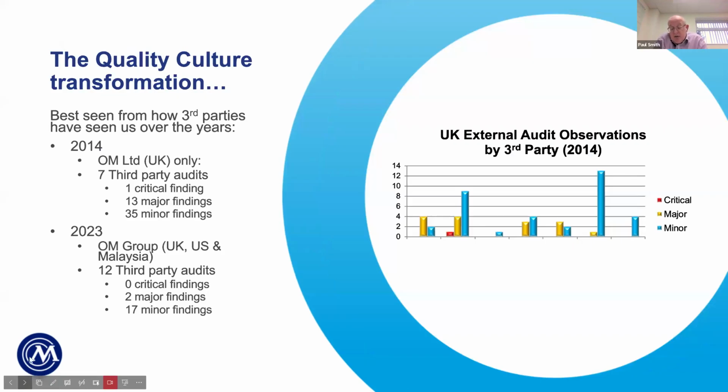So third-party audits in 2014, we had 7 of them. This was just in the UK: 1 critical finding, 13 major findings, 35 minor findings. The transformation of that to last year, and we have 2 sites of manufacturing in the UK. We have a US site and we have a Malaysia site now. So across the whole of last year, we had 12 third-party audits, no critical findings, 2 major findings, and 17 minor findings.